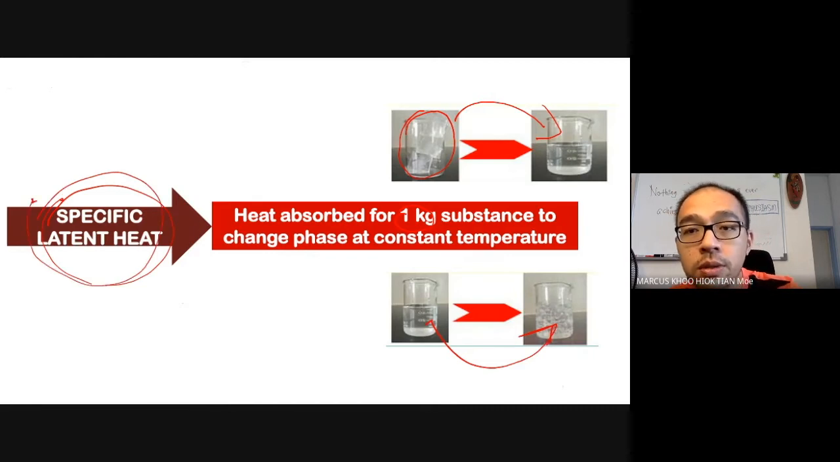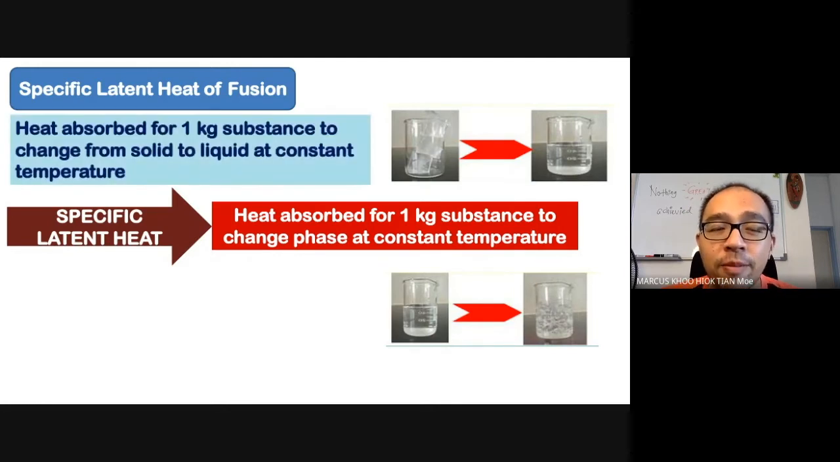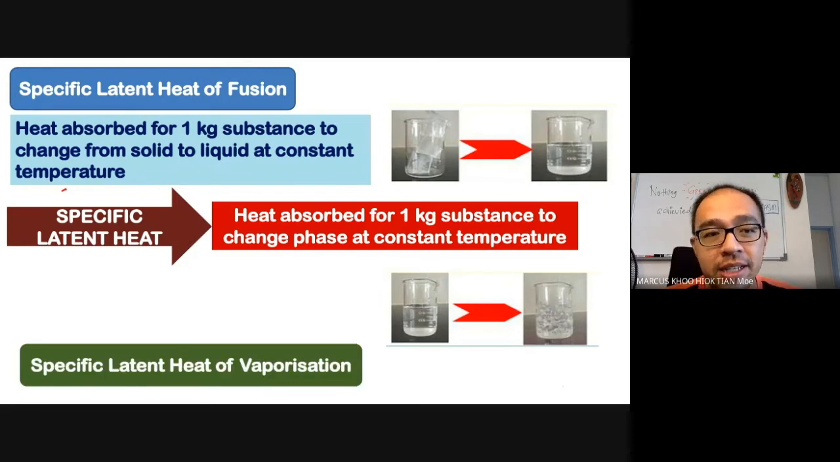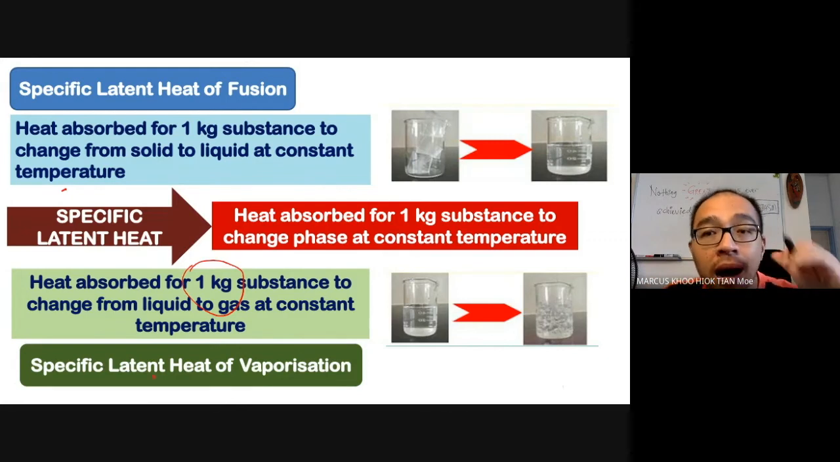Since we're talking about ice changing to water, this is specific latent heat of fusion, which is the heat absorbed for 1 kilogram of substance to change from solid to liquid at constant temperature. It's a lot of things to remember. And the specific latent heat of vaporization is the heat absorbed for 1 kilogram of substance to change from liquid to gas at constant temperature. Everything is the same now, except that you just have to add the words 1 kg. Why is it 1 kg? Because specific latent heat of fusion and specific latent heat of vaporization are constant values.